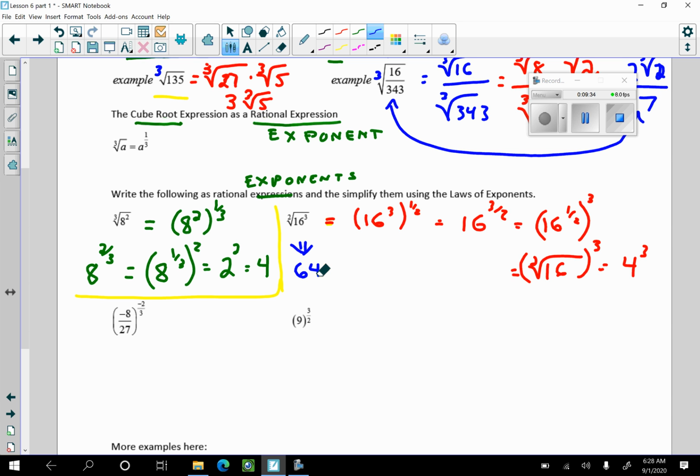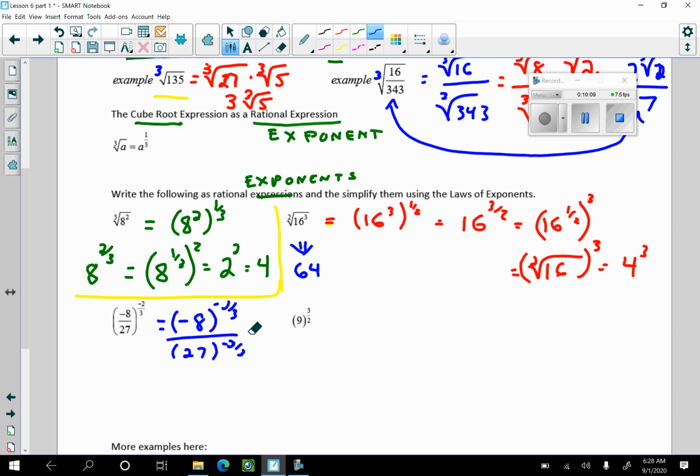So all we're going to do is write these expressions using rational exponents and then simplify them using the laws of exponents. Okay, so let's use the laws of exponents on this rascal right here. This is going to be negative 8 to the negative 2/3. This is going to be 27 to the negative 2/3. Those are both negative 2/3.